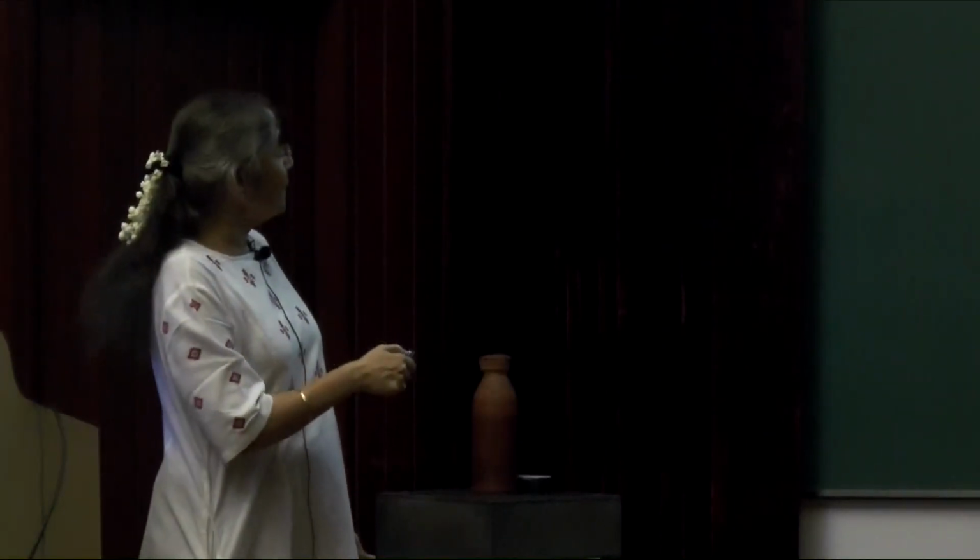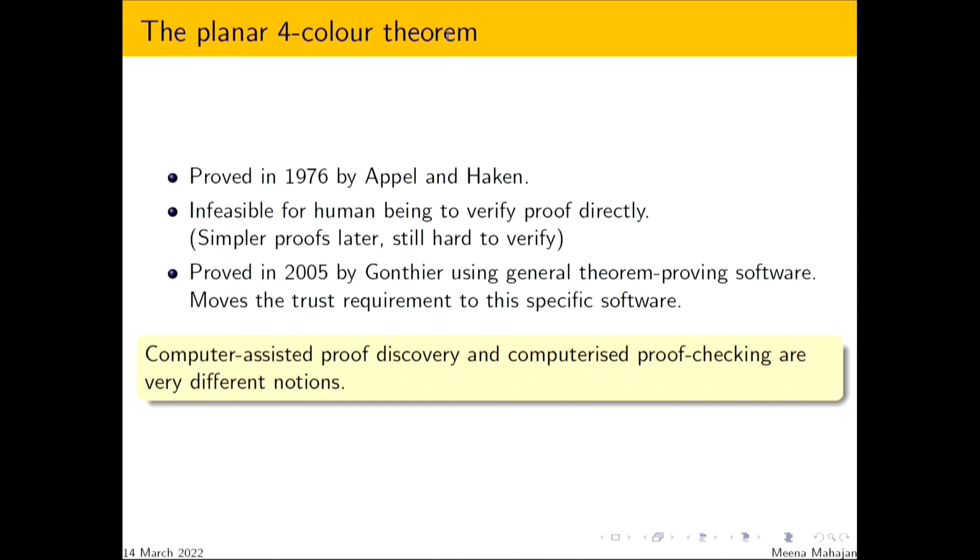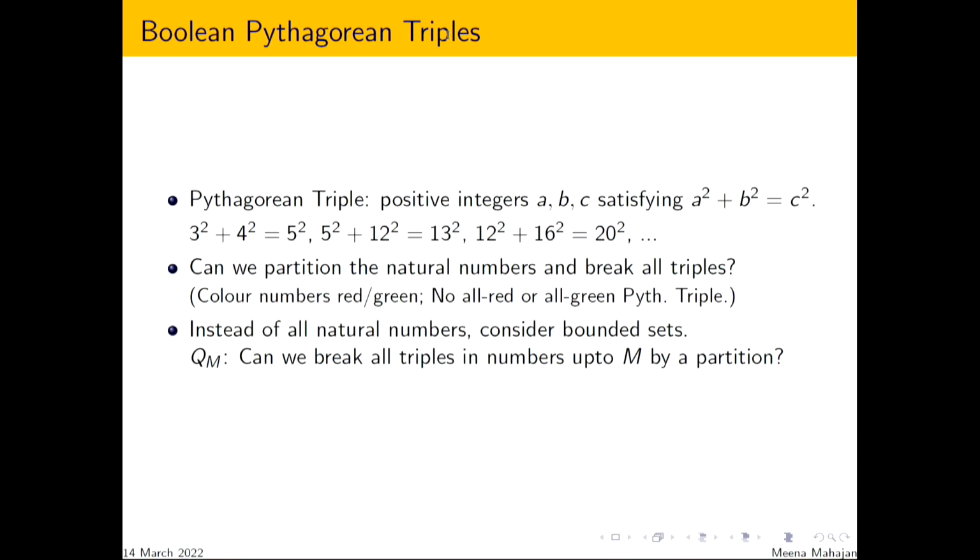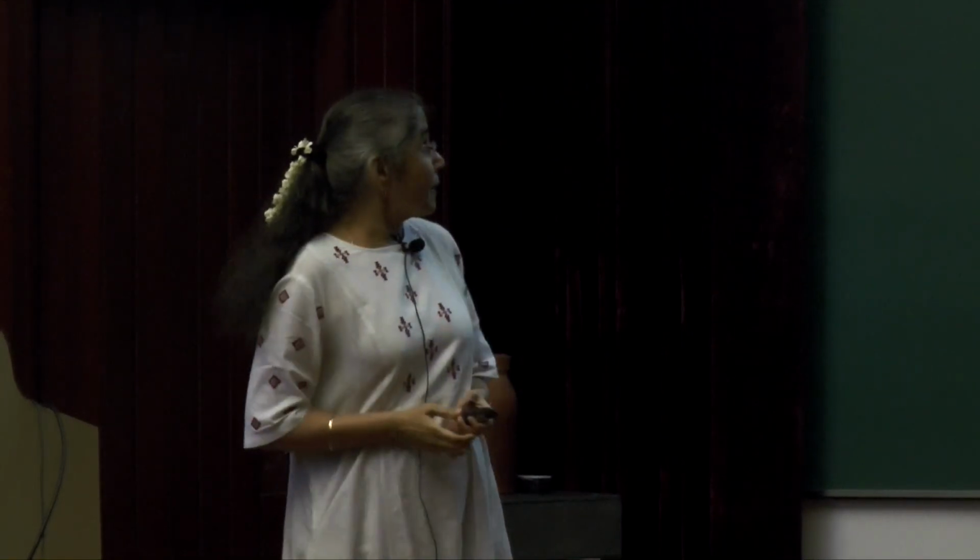So I'm not really here to discuss what is happening in the first part. I'm here to discuss whether this can really make a difference and what it is that we would want to do in this context. So therefore, rather than the four-color theorem, which does not illustrate this point very well, let me move to a different question, the Boolean Pythagorean triples problem, which again many of you may have already heard about. A Pythagorean triple is a triple of positive integers which satisfy the Pythagorean relation, a squared plus b squared is equal to c squared. So there are some triples written out there.